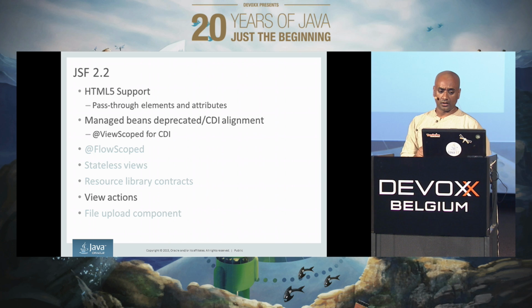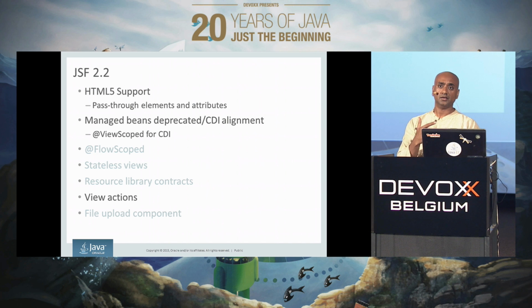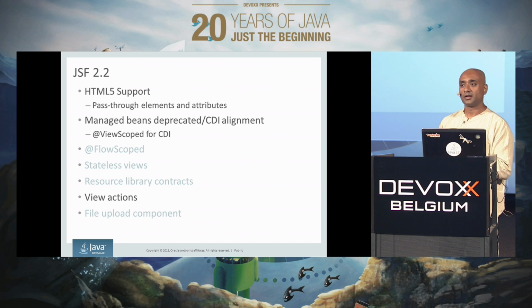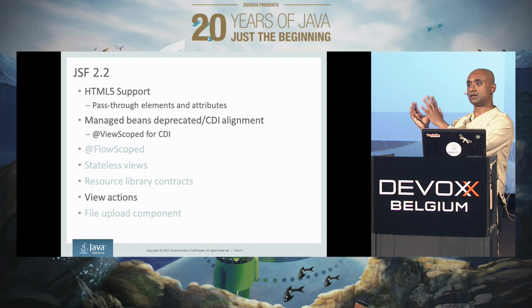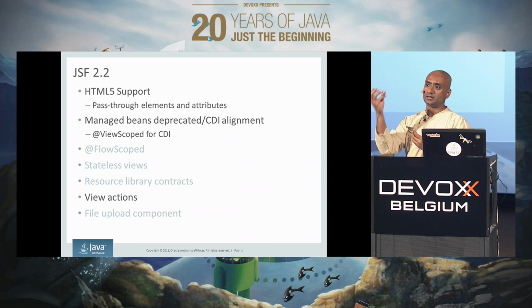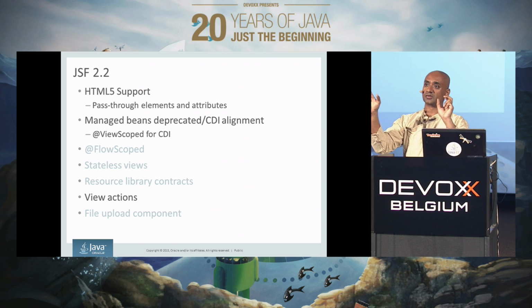Resource library contracts are essentially themes for JSF. What you can do using resource library contracts is essentially demarcate a set of resources. So this would be CSS, JavaScript, images, and package them in a certain way. You can say this is a set of resource libraries that I want to use for this application. And instead of statically referencing those resources in your main application, you'll make a logical reference to those resources.